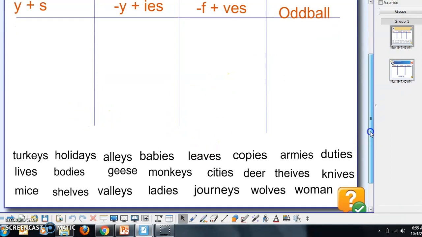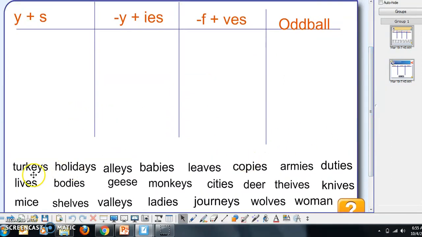The first word that we're going to be looking at is turkeys. Take a look at the ending of the word turkeys. Which column do you think turkey should go under? I would think that turkey should go under the column Y plus S, because all that we're doing to make turkey plural is adding an S to the end of the word.